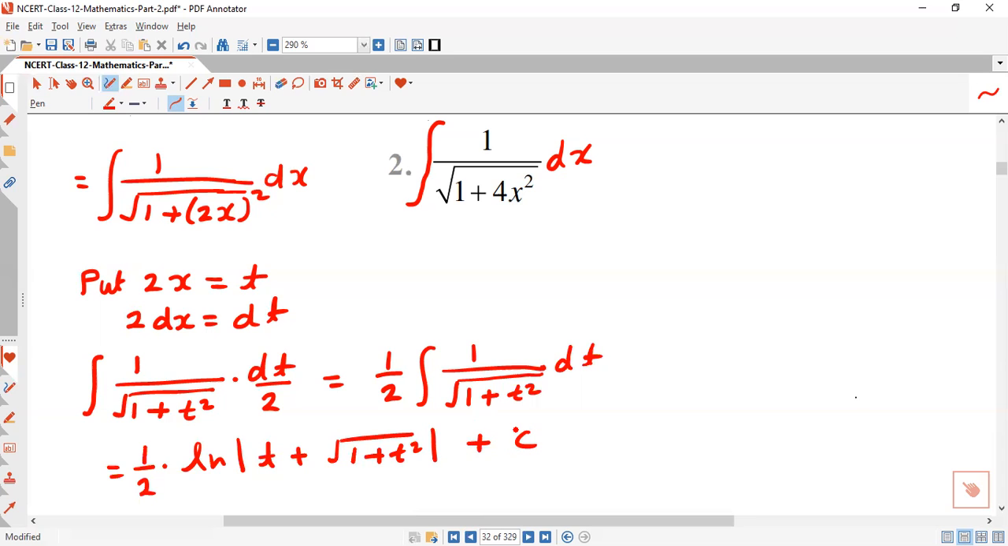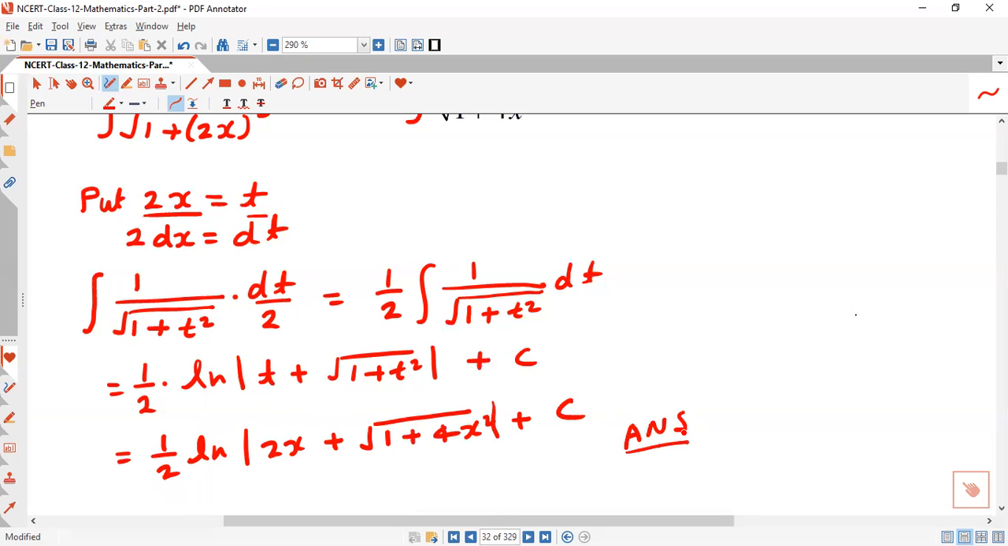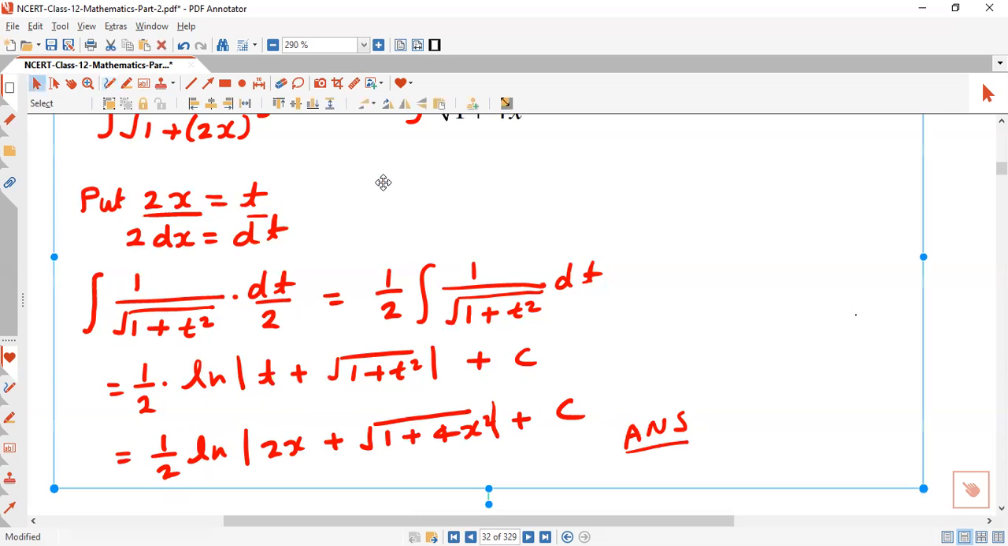Now we just want to put the value of t. t equals 2x. So put the value of t as 2x and you get the final answer of this question. That is, half log of 2x plus under root of 1 plus 4x square, no doubt, plus some constant c. So this is the answer of this question. These are direct formula based questions. You have to apply the direct formula in the question.